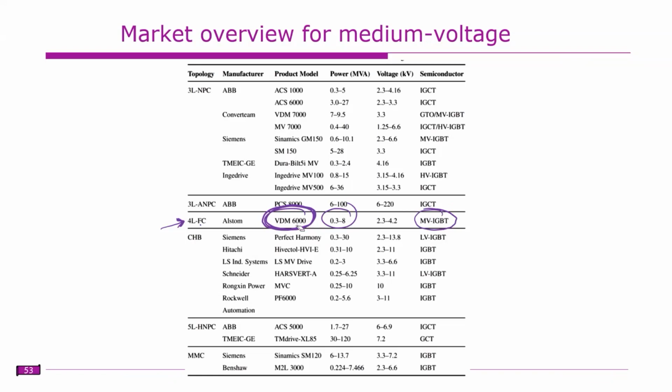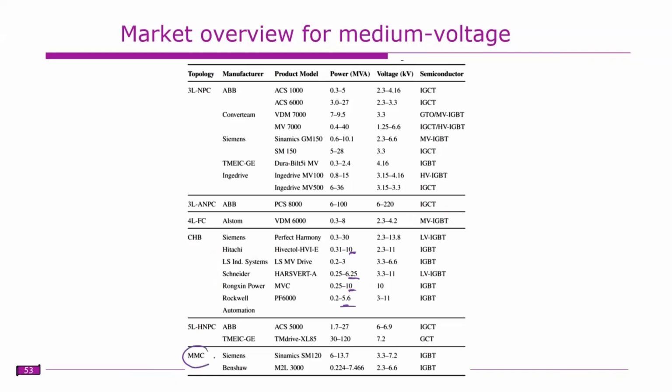Then we have Siemens, with the cascaded H-bridge. Again for the cascaded H-bridge, different manufacturers are there: Siemens, Hitachi, LS Industrial Systems, Schneider, and Rockwell Automation. So these are the popular manufacturers. This is the switch technology you can use. You can see the voltage and power rating is also somewhat high.